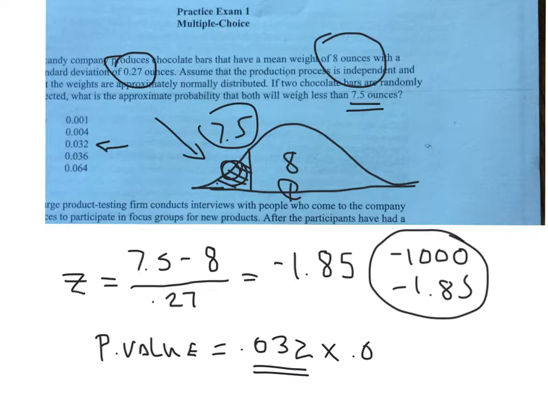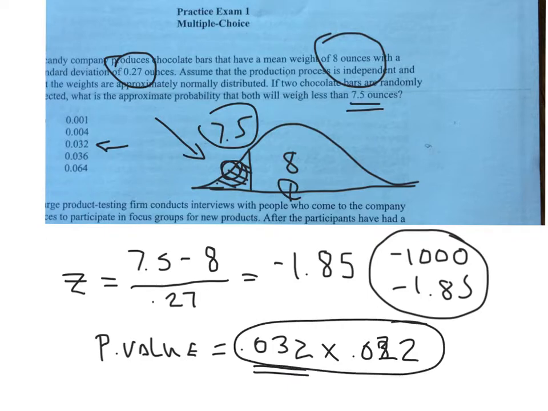Okay, since there's only a 3% chance that that would actually happen, so what we do is we multiply the probabilities. Whoops, 0.032. Okay, this times itself, and what does that give us? 0.001. Okay, which is choice A. There is the first question. All right, z-score with a twist, I guess you might say. Okay, let's go to the next question.